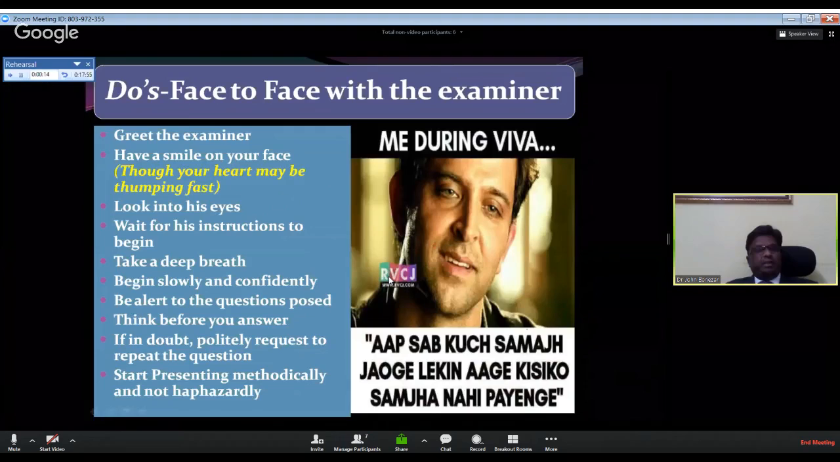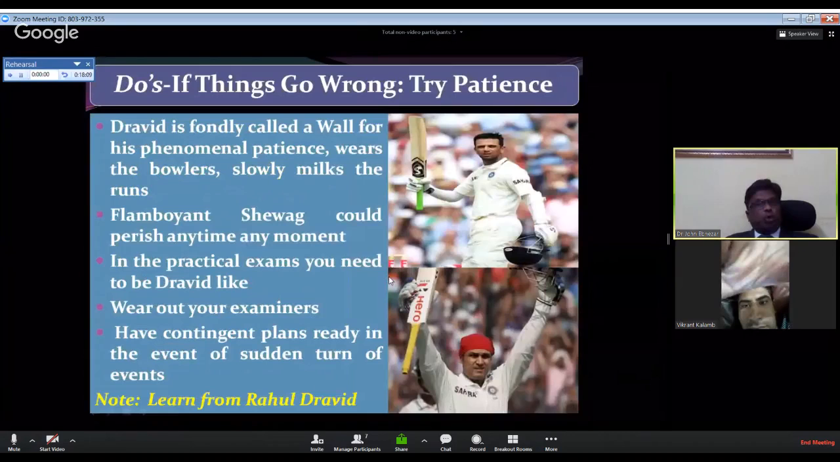Be alert to the questions posed. Think before you answer. If you are in doubt, politely request to repeat the question. Start presenting methodically and not haphazardly. If things go wrong, try patience. You all know the Himalaya is fondly called the abode of snow for its phenomenal patience. It weighs down the borders, slowly builds the mountains.